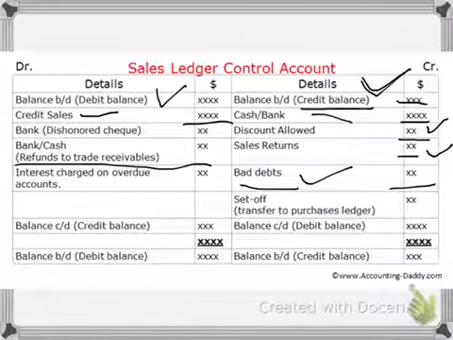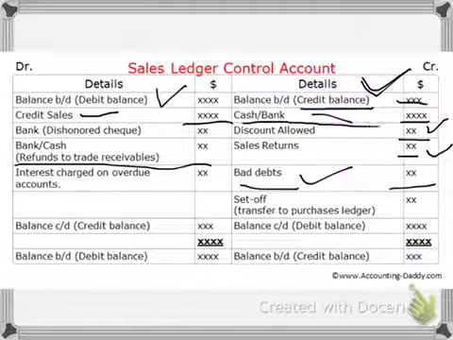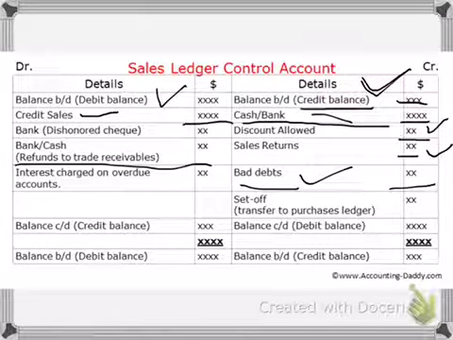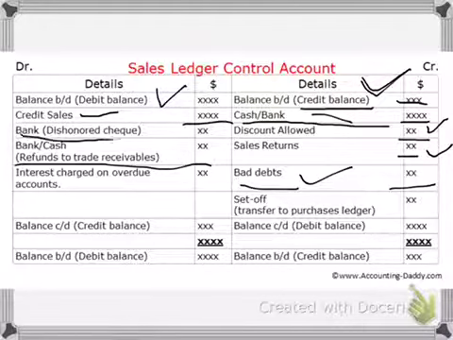Sometimes there are dishonored checks as well. When we receive a check from the customer, we record it on the credit side of the customer's account. What if that check is dishonored? Dishonored is obviously when a check is bounced or returned unpaid by the bank. You already know about that. So in the case when the check is dishonored, the entry will be debited.